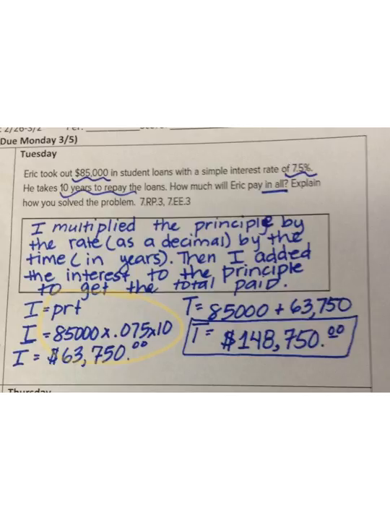But anyways, $85,000 times 7.5% as a decimal times 10 years comes out to $63,750 in interest. But one more step, we want to find the total paying back. So he has to pay back his principal and then also the interest. So it comes out to $148,750.